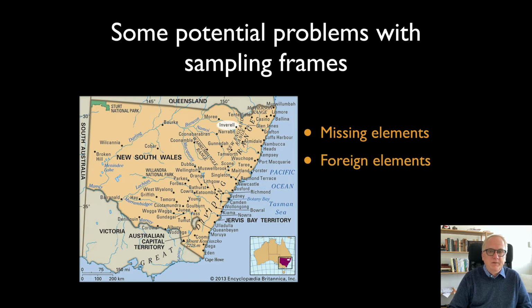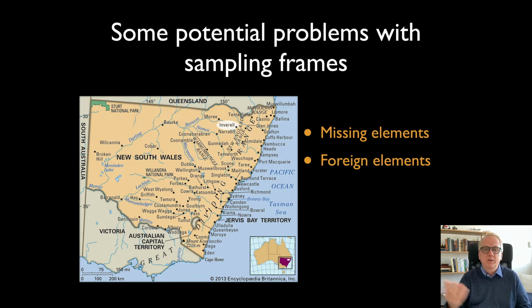Another potential problem with sampling frames is what are called foreign elements. Foreign elements are elements that don't belong on the sampling frame. They just inadvertently were put into the list. So maybe, for example, some tourists were visiting Sydney and they happen to get on the list of all New South Wales residents, and they're not actually from New South Wales at all.